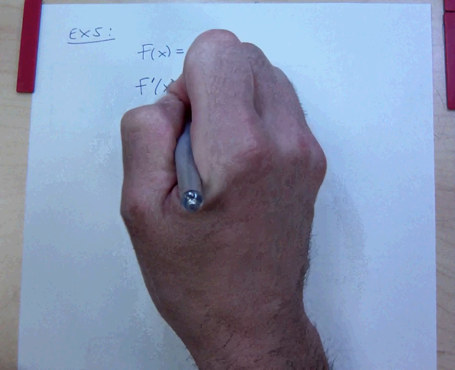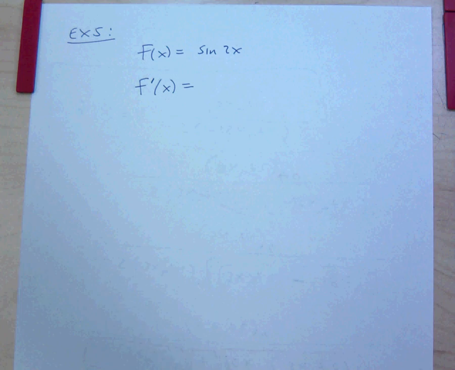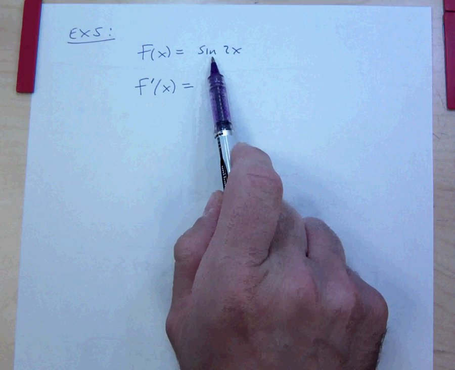Once again, chain rule always works the same way. You start by taking the derivative of the outside. So what's the derivative of sine?